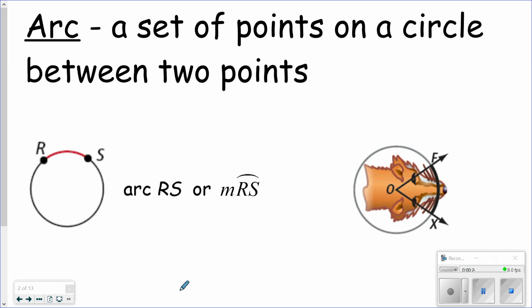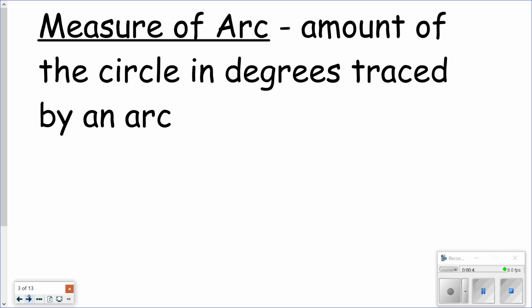And there's 2 ways that we could write this arc. You could actually write out the word arc, as in the picture, arc RS. Or if you draw this little arc above RS, we know that that's talking about arc RS. Measure of an arc. A measure of an arc is the amount of the circle in degrees traced by the arc. So anytime we're talking about measures, we're going to use degrees.